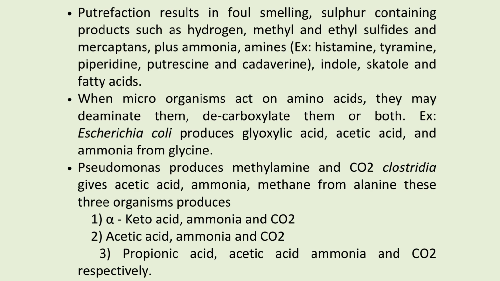When microorganisms act on amino acids, they may deaminate them, decarboxylate them, or both. For example, Escherichia coli produces glyoxylic acid, acetic acid, and ammonia from glycine. Pseudomonas produces methylamine and carbon dioxide from alanine. Clostridia produces acetic acid, ammonia, and methane from alanine. These three organisms can produce alpha-keto acid, ammonia and carbon dioxide, acetic acid, ammonia and carbon dioxide, or propionic acid, acetic acid, ammonia and carbon dioxide respectively.